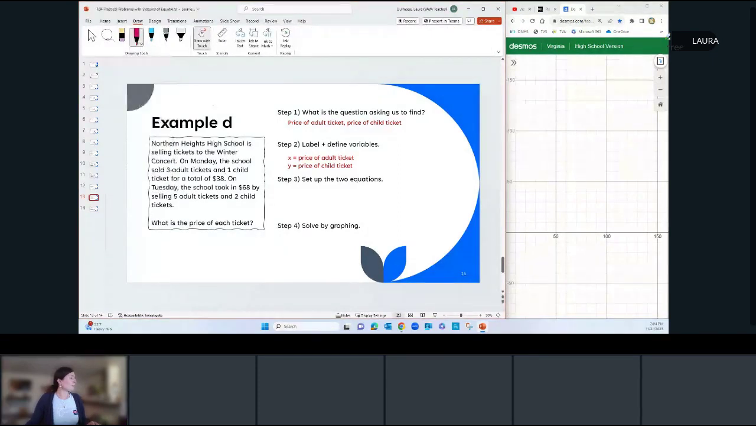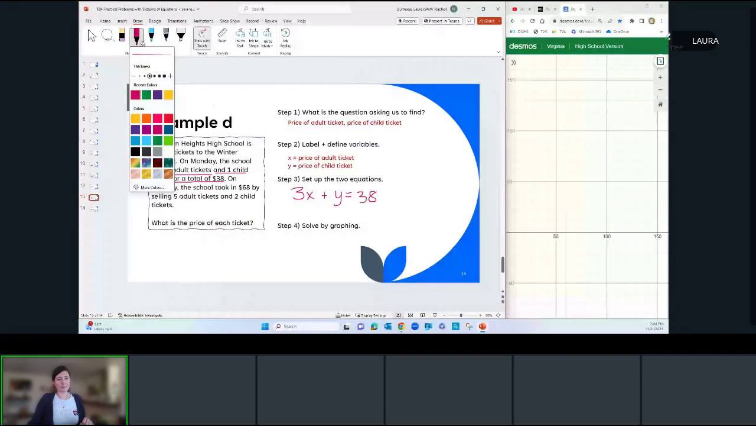We have 3 adult tickets plus 1 child ticket totals 38. So X is the price of the adult ticket, and we sold 3 of them. That's going to be 3 tickets times how many dollars each one cost for adult. What would the term be for child? 1 child ticket, so 1 Y, or just Y. And that's going to total $38. Think about what your next equation will be.